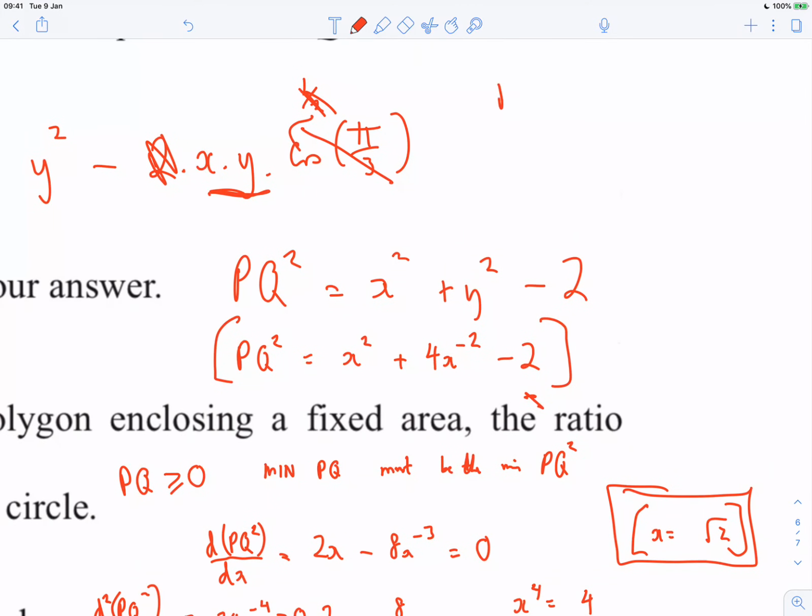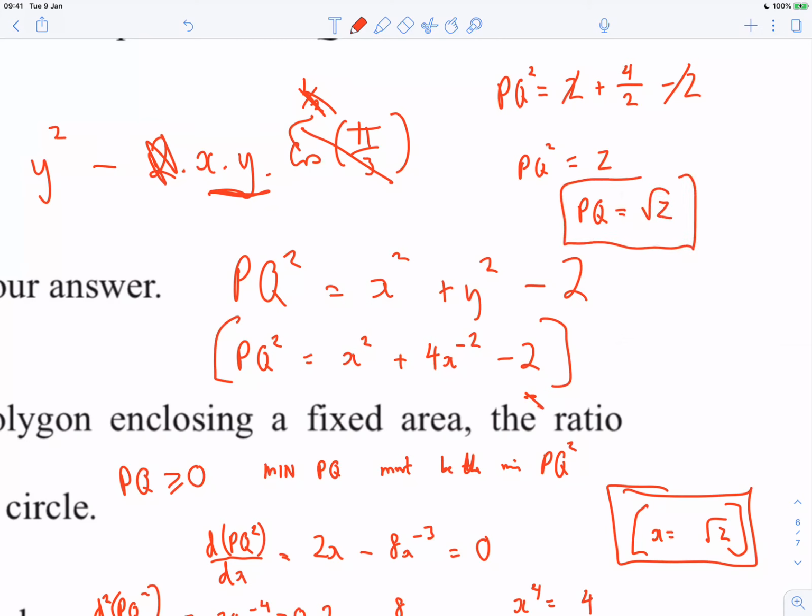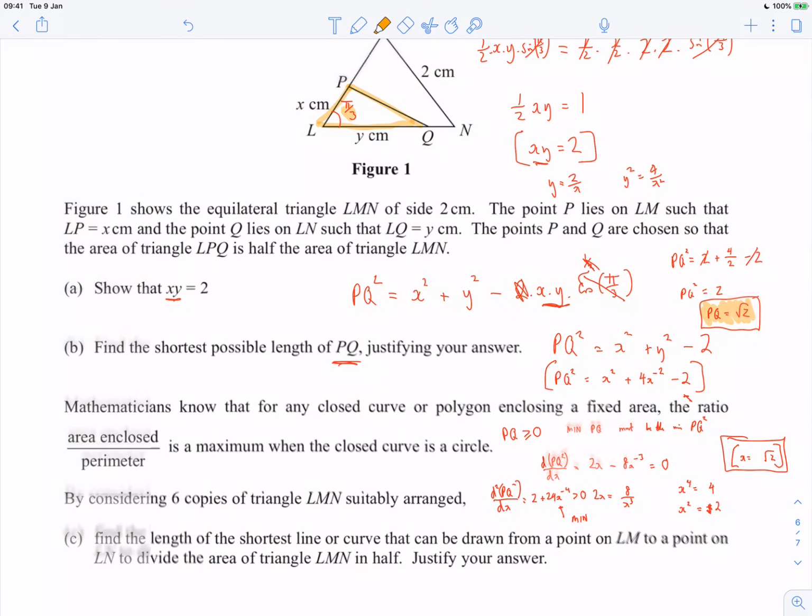So PQ squared will equal x squared, which will be a 2, plus 4 over x squared, which will be a 2, minus 2. Well, the 2's cancel, 4 over 2 is 2. So now PQ squared is 2, which means PQ is the positive root of 2. So actually the shortest value that PQ can be is root 2. There you go.